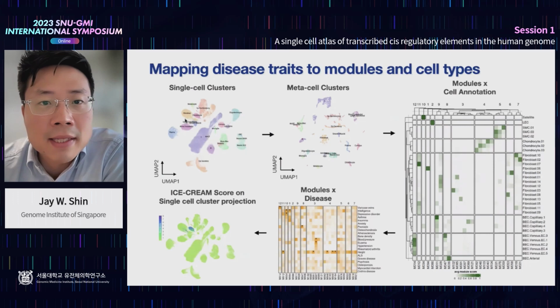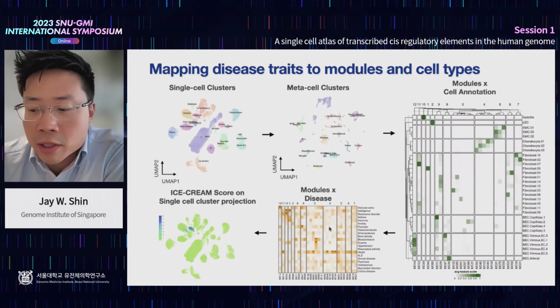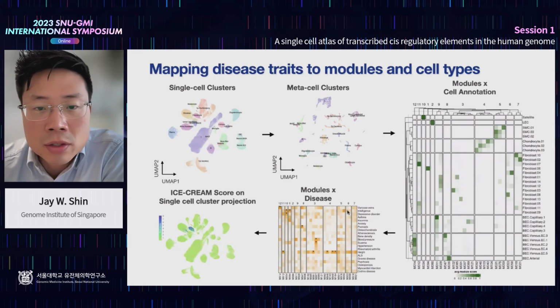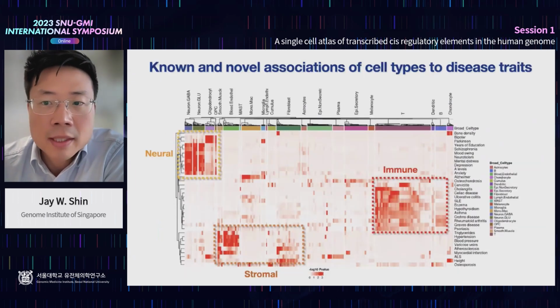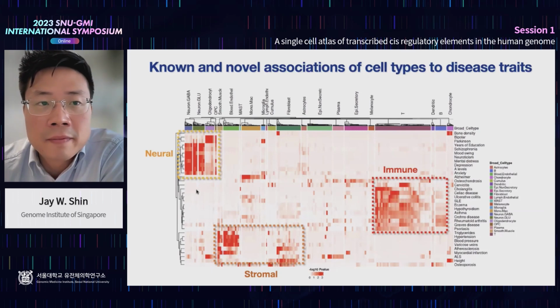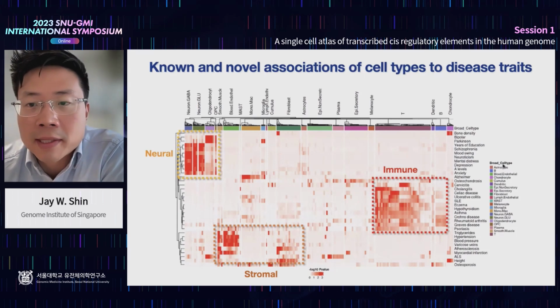If you were to visualize this in actual analysis, here's the single cell clusters that I've shown earlier. They're the meta cells. We annotate these meta cells, and then we will perform linkage disequilibrium to associate various disease SNPs to the modules and trace it back to the single cell map to say which of the SNPs are then enriched in which cell types.